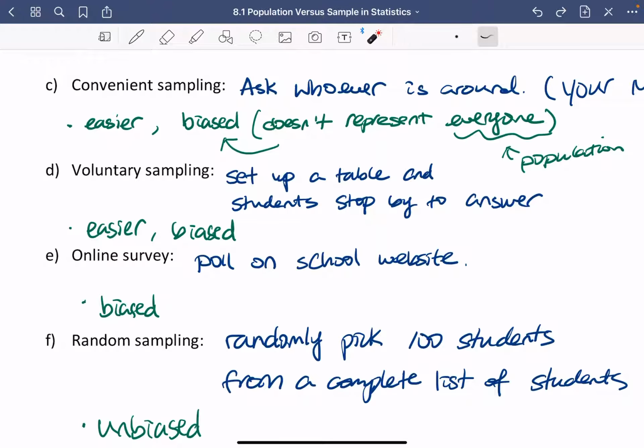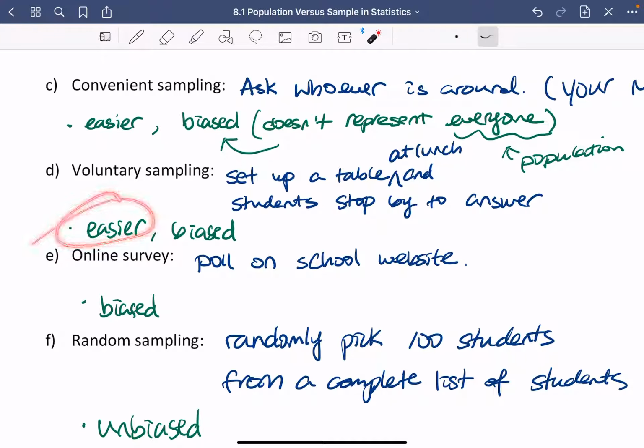Okay, next one is voluntary sampling. Voluntary sampling, let's say, for example, you set up a table at lunch, and then students stop by and answer your question. That will be voluntary sampling because students volunteer to answer your poll or your survey.